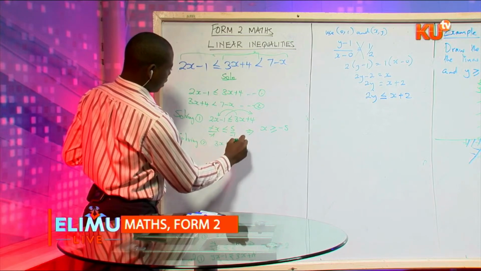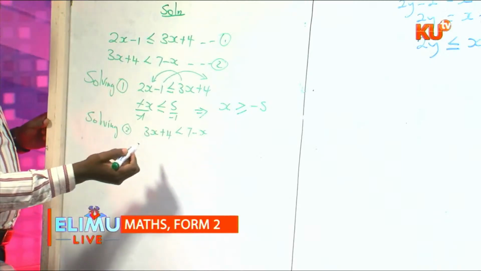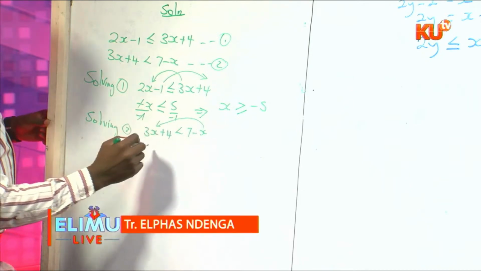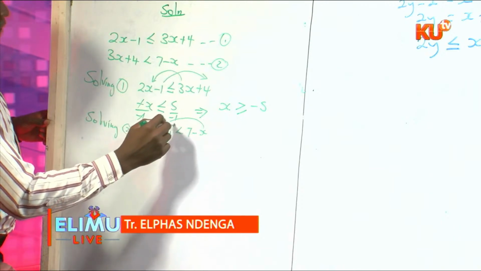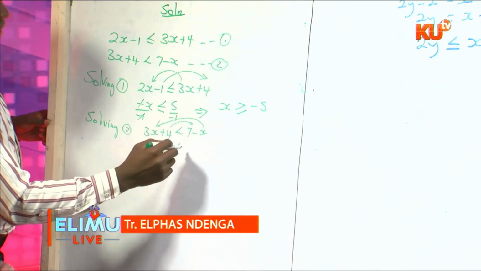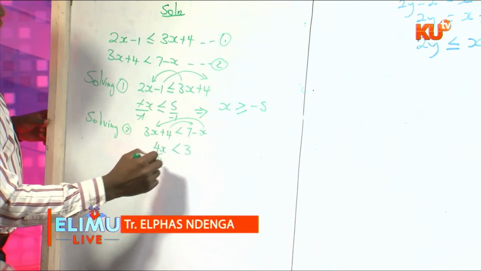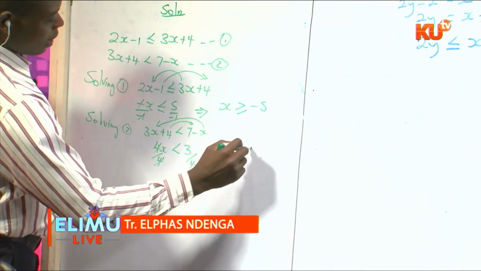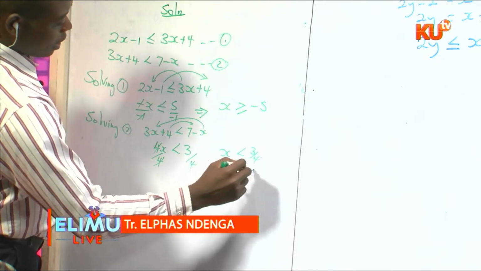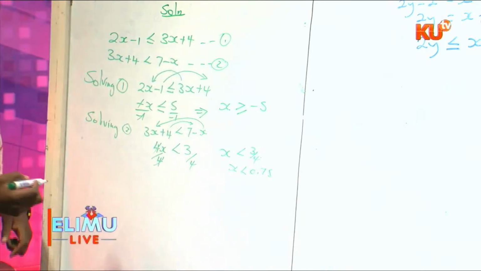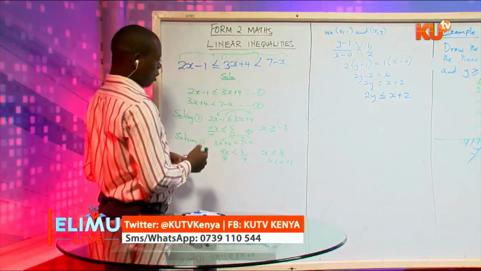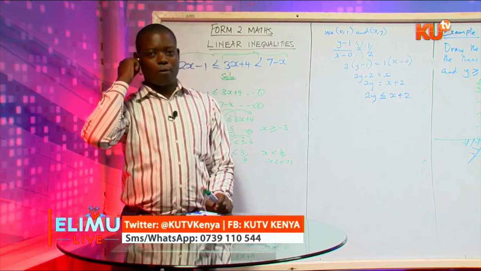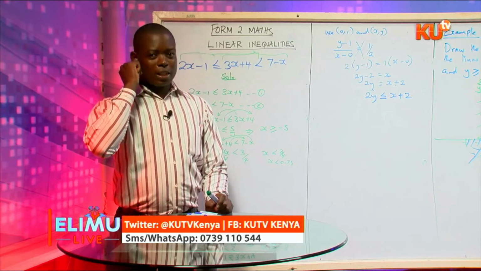3x plus 4 less than 7 minus x. Again, collect like terms. Negative x to this side becomes positive, so this is 4x, and this to the right side, negative, less than 3. Over 4, this cancelled. So we have x less than 3 over 4, or x less than 0.75. Those will be the solutions for this. And this was awarded 3 marks. You can see how easy it is to solve. Let's look at the next question.